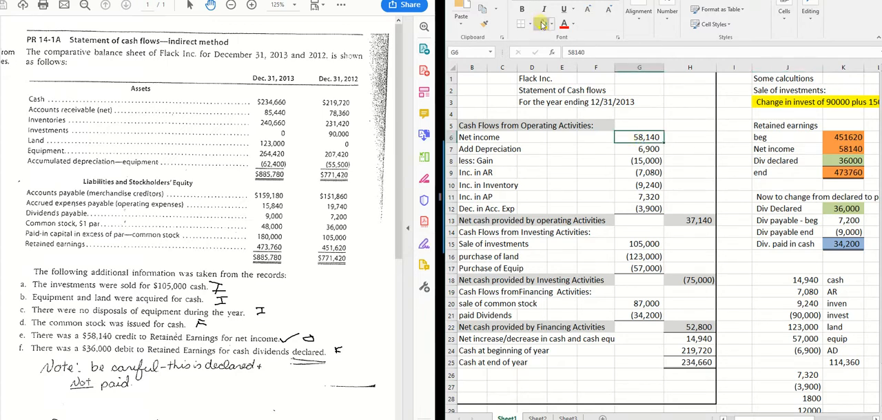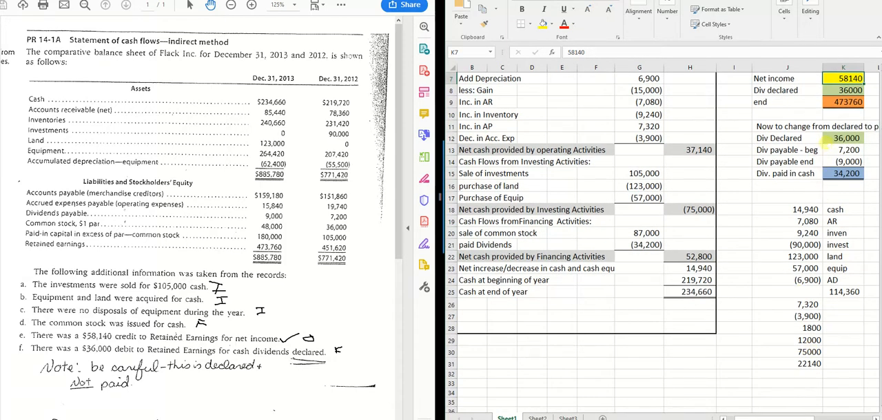Okay. Oh, and before I start, I also do a retained earnings statement. So a beginning retained earnings, so this is 12, this is 13, of $451,620. I add net income, subtract dividends, and get end of the year at $473,760. I'm given net income, so I plug it there. I can back into dividends of $36,000, but in this case they tell me it, but I can prove that. So notice that I have $58,140 of that taken care of.